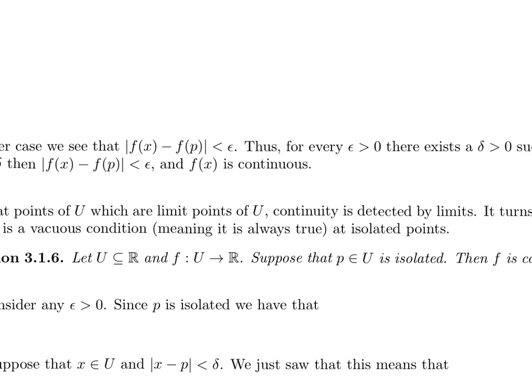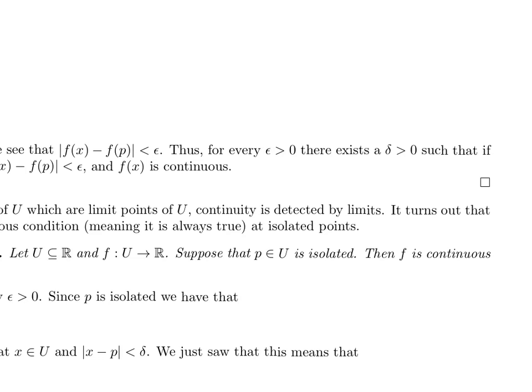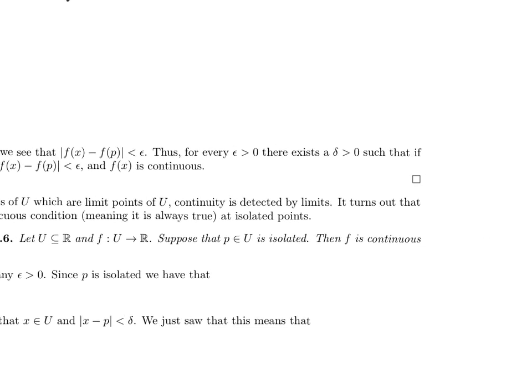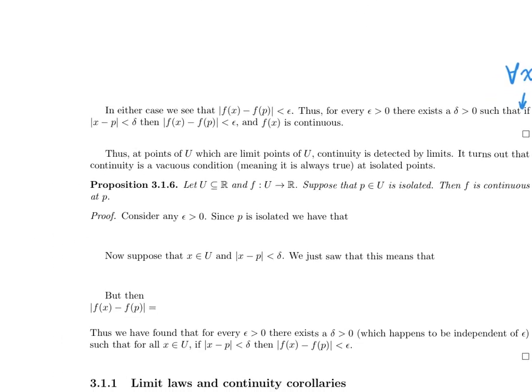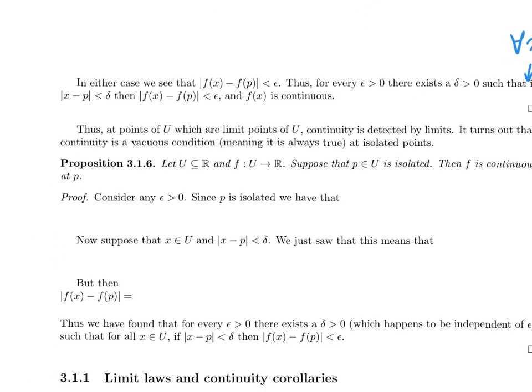So, let's summarize. We started by considering any epsilon bigger than 0. So we proved something is true for every epsilon bigger than 0. We proved that for every epsilon bigger than 0, there exists a delta bigger than 0, such that for all x's in the domain U, if the absolute value of x minus p is less than delta, then the absolute value of f of x minus f of p is less than epsilon. Thus, f is continuous. Neat. So, at limit points, continuity is exactly detected by limits.